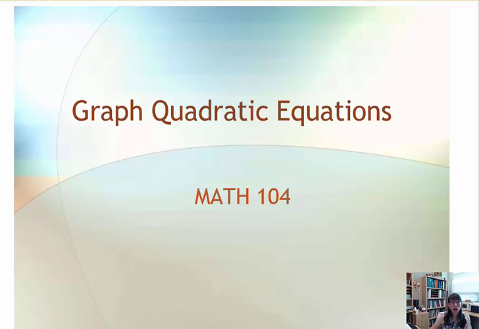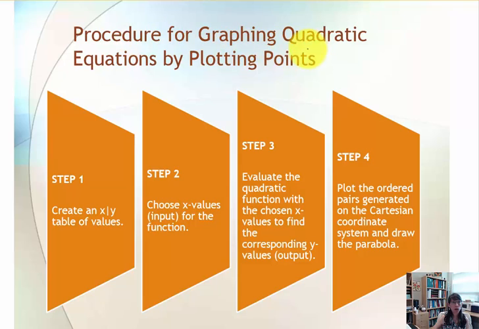In this video, we're going to graph quadratic equations. The procedure for graphing quadratic equations by plotting points involves these 4 steps. In step 1, we're going to create an XY table of values. What that does is generates ordered pairs for us to plot on the Cartesian coordinate system.